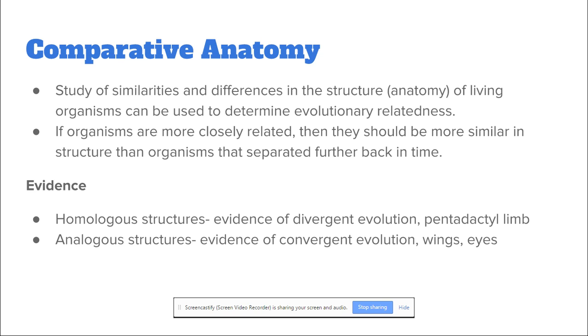And then there are analogous structures, which have evolved due to convergent evolution, so they perform a similar function. We see that in the wings of grasshoppers, and we also see it in the eyes of fish, octopus and different reptiles, depending on the environments in which they're living.